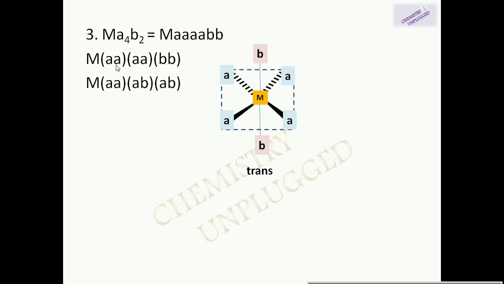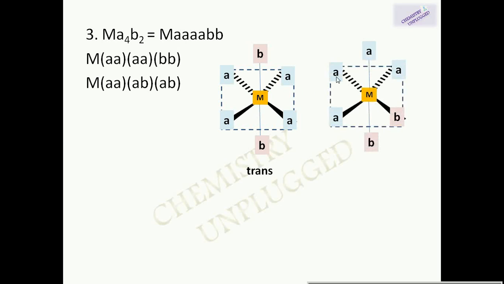Next possible combination is that this A can combine with one of the B ligands. So what is the possibility? MAA, we keep it as it is, and one A combines with one B ligand and the other A combines with another B ligand. So it has this type of geometry. A is trans to A, and the two A's are trans to each other. This A is trans to B and this A is trans to this B ligand.